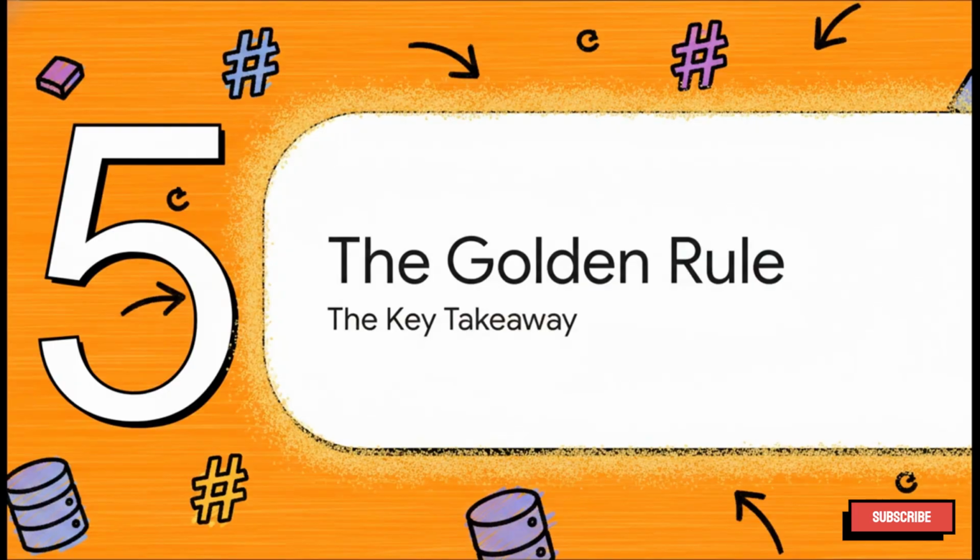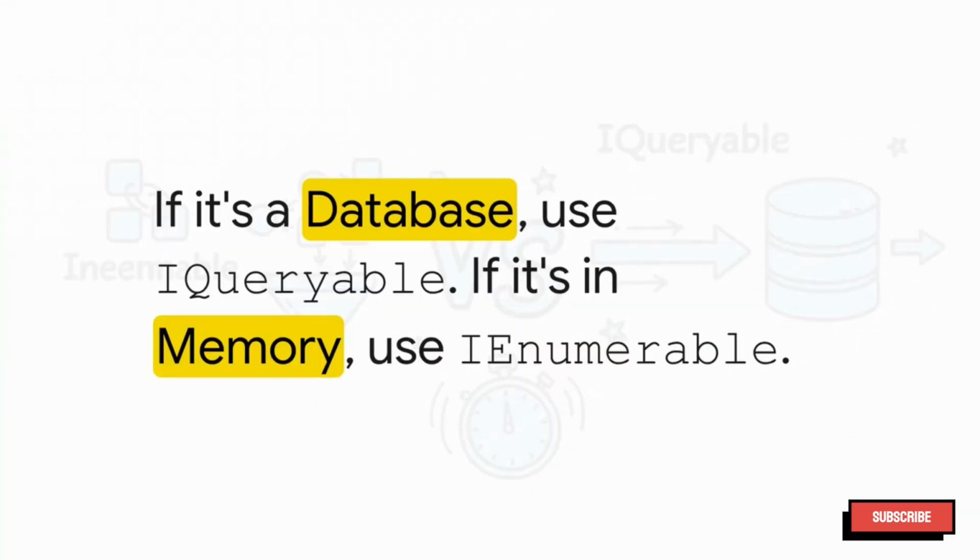Okay, we've covered a lot, but if you walk away remembering just one thing, I want it to be this. It all comes down to a single golden rule. Here it is. If your data is coming from a database, think IQueryable. If your data is already sitting in memory, think IEnumerable. That's it. Database is IQueryable, memory is IEnumerable. If you can just burn that into your brain, you'll sidestep one of the biggest and most expensive performance traps in all of .NET. Seriously.